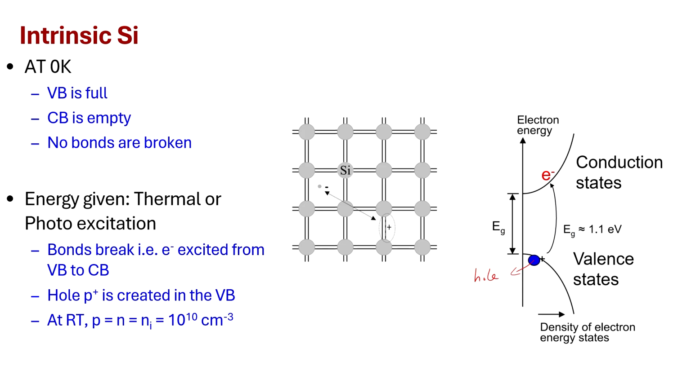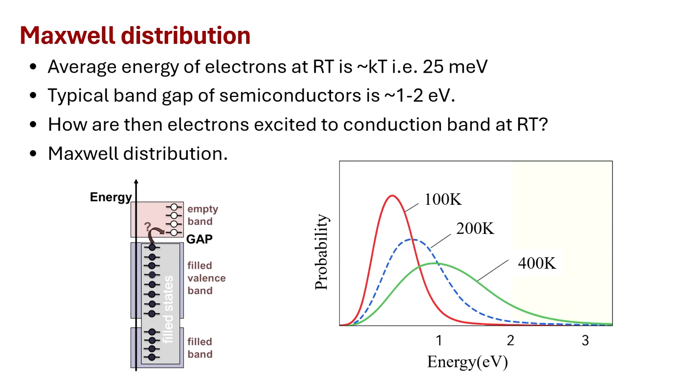At room temperature, this material will consist of approximately, since for every electron you create one hole, let us say the electron density is n, which is equal to the hole density. This is called the intrinsic carrier density, and this is approximately equal to 10 to the power 10 per centimeter cube. Now we will see how we determine this carrier density in semiconductors from very basic principles.